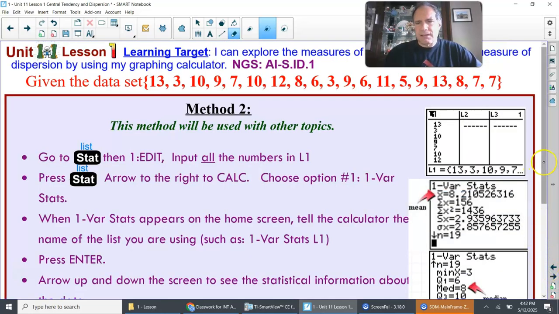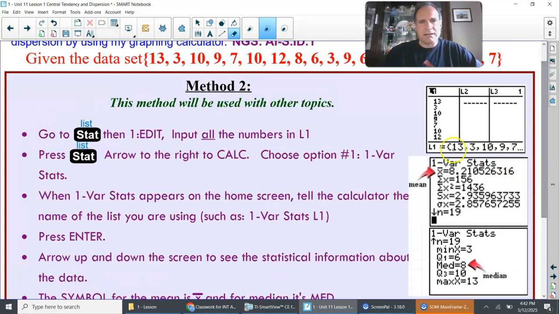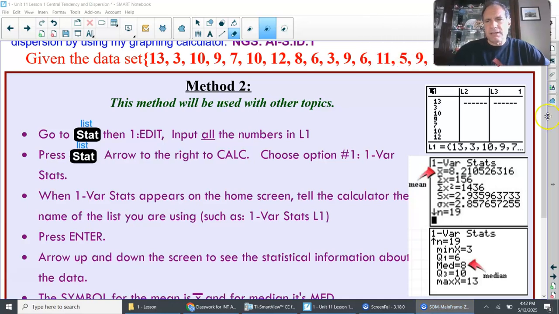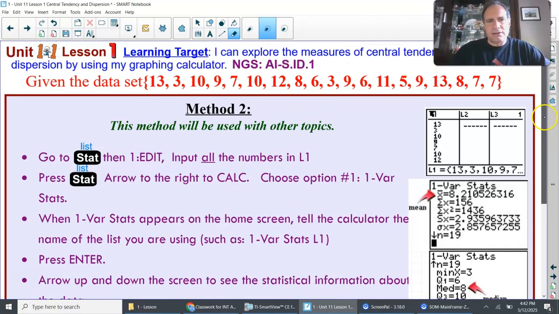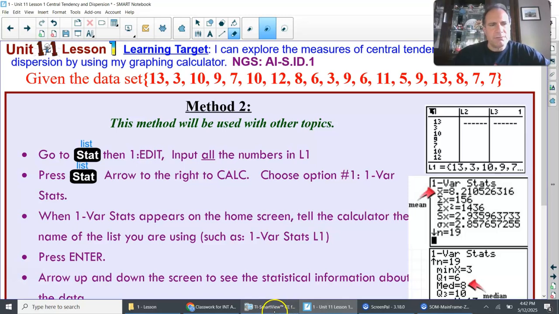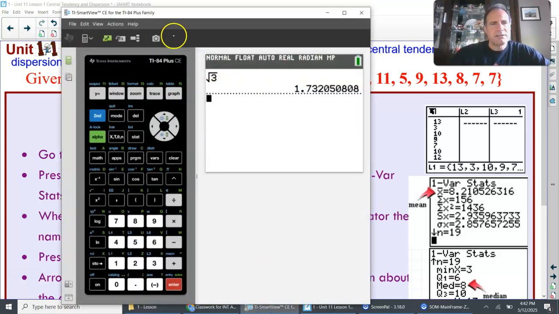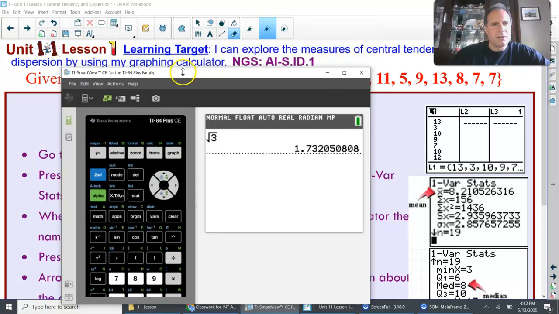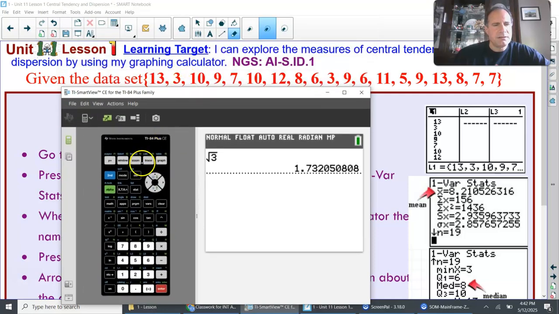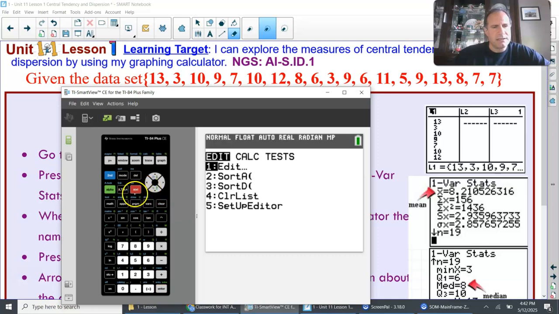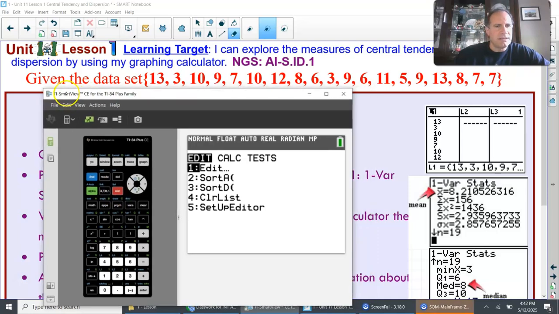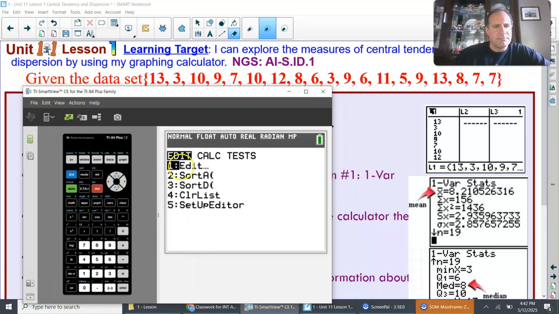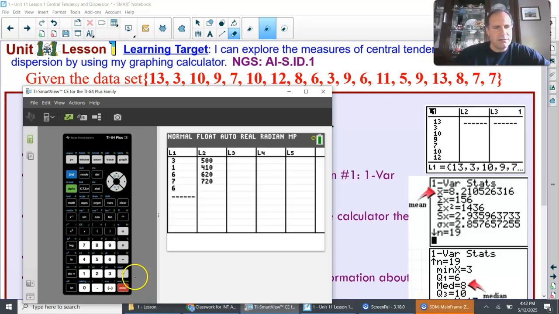And the second method is to press stat. And this is the same data set up here that you see, stat, and then enter. So that's what we're going to do. I'm going to go to clear, and I'm going to press stat. And stat is right here. And you could see that I'm pressing stat, and then it's enter.